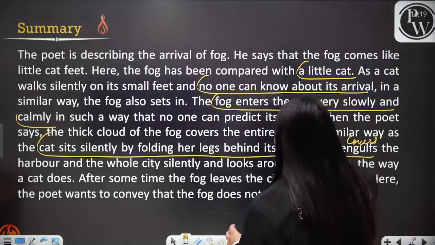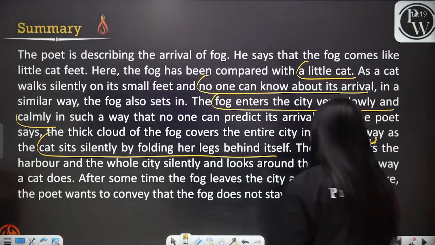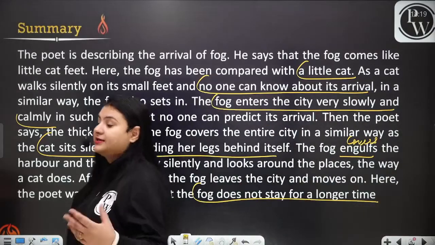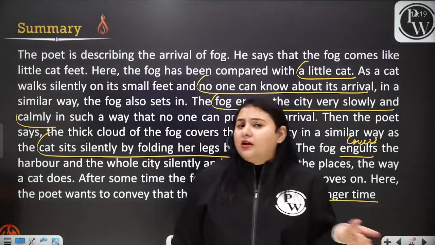After some time, the fog leaves the city and moves on. Here the poet wants to convey that the fog does not stay for a longer time. If a cat comes, the cat doesn't stay for long. It immediately leaves. Whenever it feels like, it will leave.